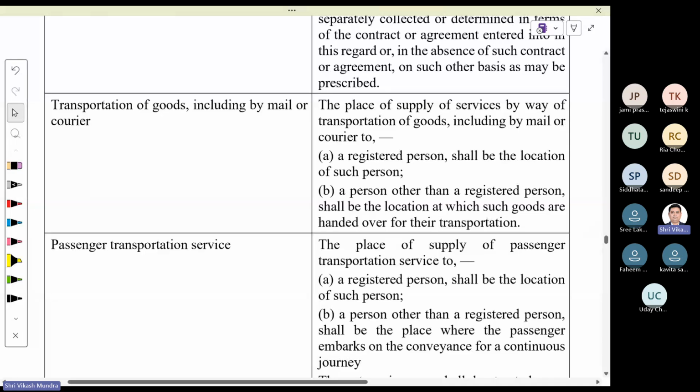Transportation of goods, including by mail or courier: if it is provided to a registered person, the location of such person would be considered as the place of supply. If it is given to an unregistered person, then the place where we hand over our goods for transportation to the transporter would be considered as the place of supply.